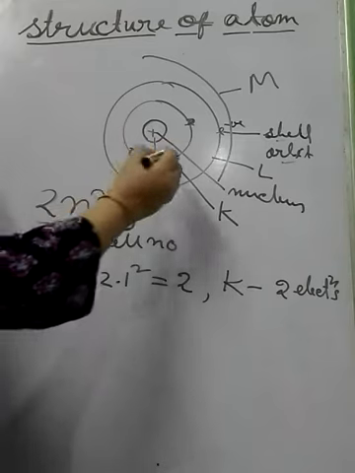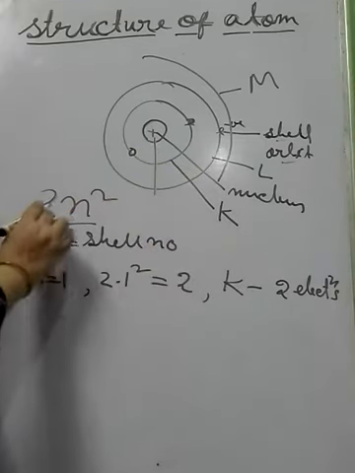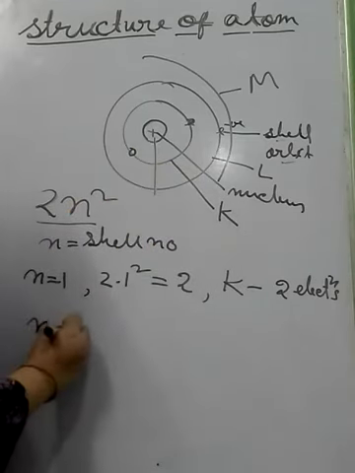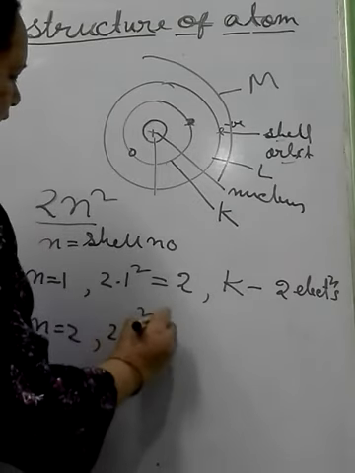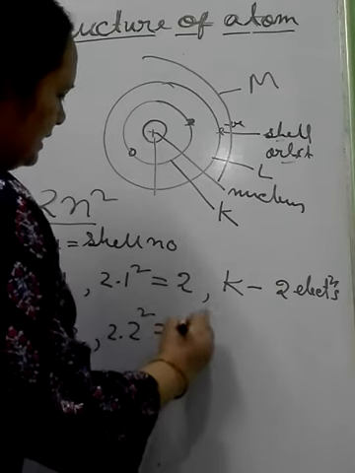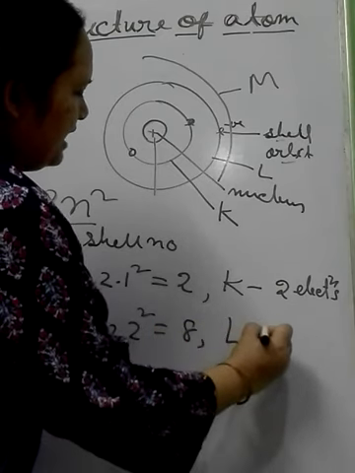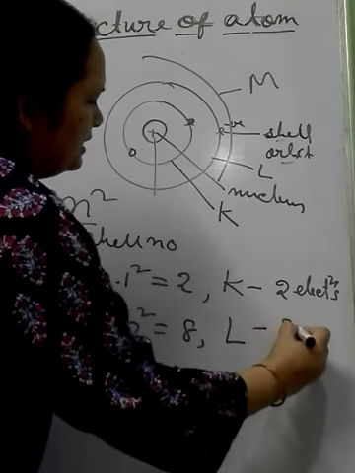Again, the L shell is the second shell. So n equals 2 in the L shell. So the value will be 2 into 2 square. It will be 8. That means the L shell has the capacity to contain 8 electrons.